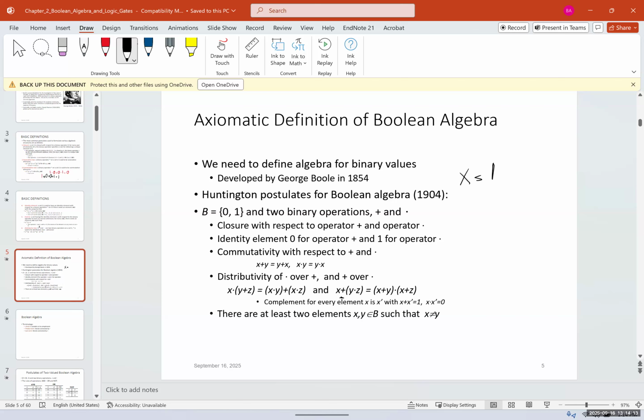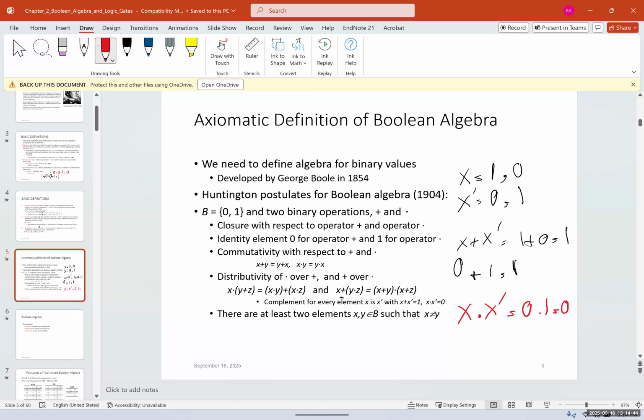So if x is 1, for example, x prime would be 0. So x plus x prime, by just replacing, is 1 plus 0, which is going to be 1. Or if x is 0, x prime would be 1. Again, it's 0 plus 1, which is 1. So no matter how we solve it, x plus x prime is always going to be equal to 1. And x and with x prime is going to be 0 and with 1, which is 0, or 1 and with 0, if x is 1, which is still 0. These two operations are very important.